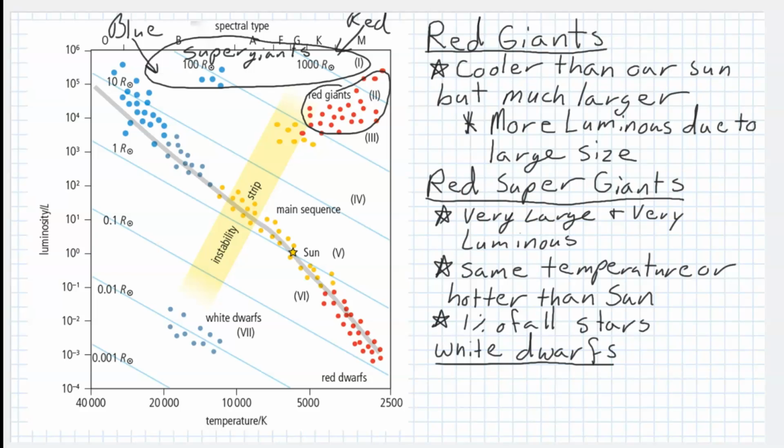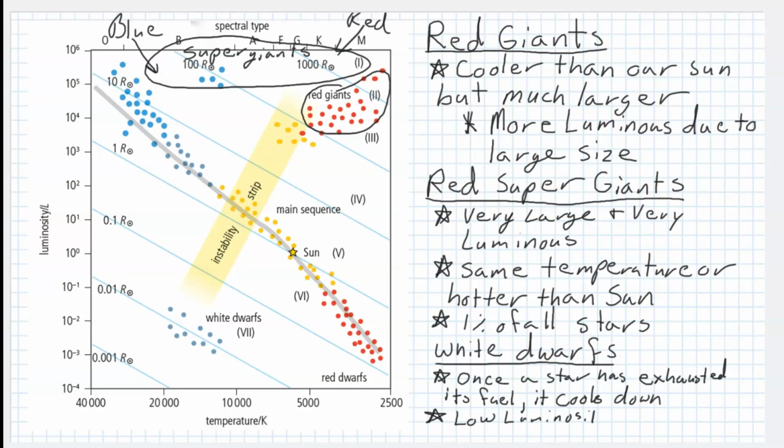Okay. The last kind of star we're going to talk about on an HR diagram is a white dwarf. Once a star has exhausted all its hydrogen fuel, it cools down, and what's left is a white dwarf. White dwarfs have a really low luminosity, but they have a very high temperature, so we know that they must be small.